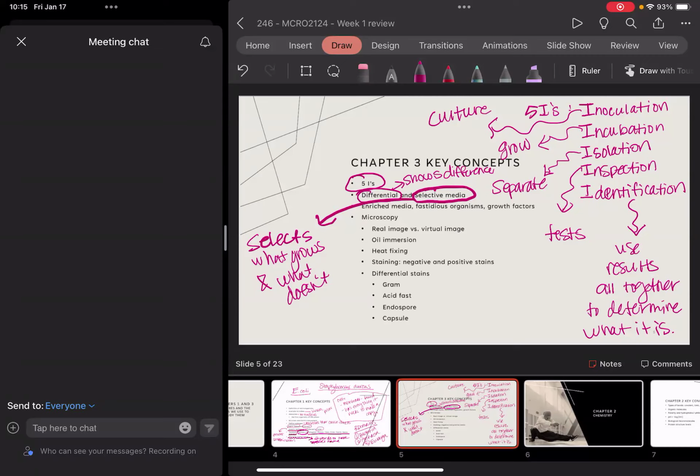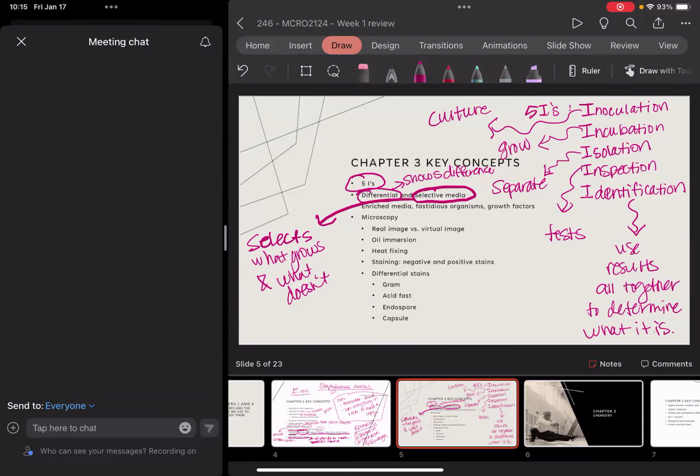That's not the case with differential media by itself. If a media is just differential, anything could technically grow on it, but it might have a color change involved. Could you have media that is both? Of course. If it has something in it that prohibits the growth of another organism, it is selective. And if it has something in it that would cause a color change in the media because it makes a certain byproduct, it's differential.